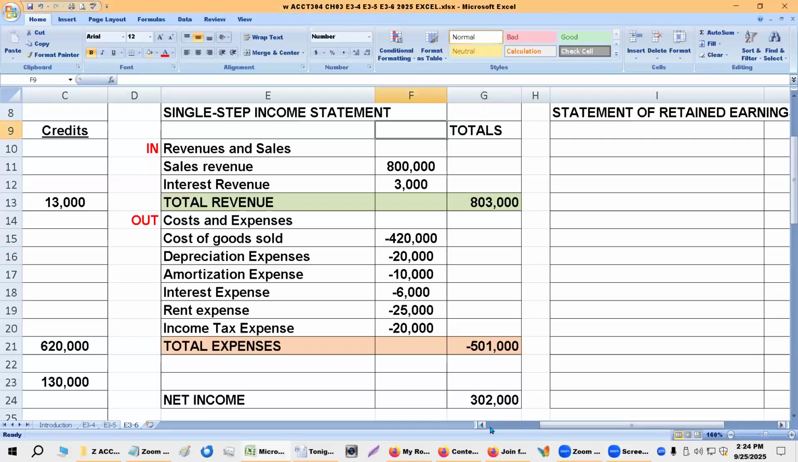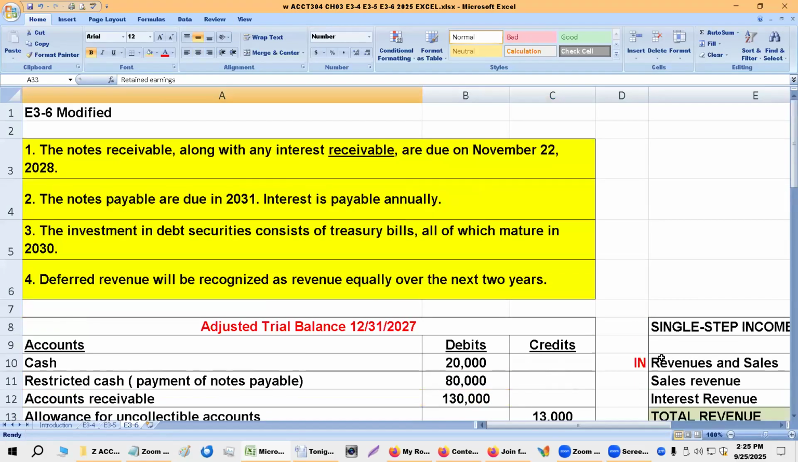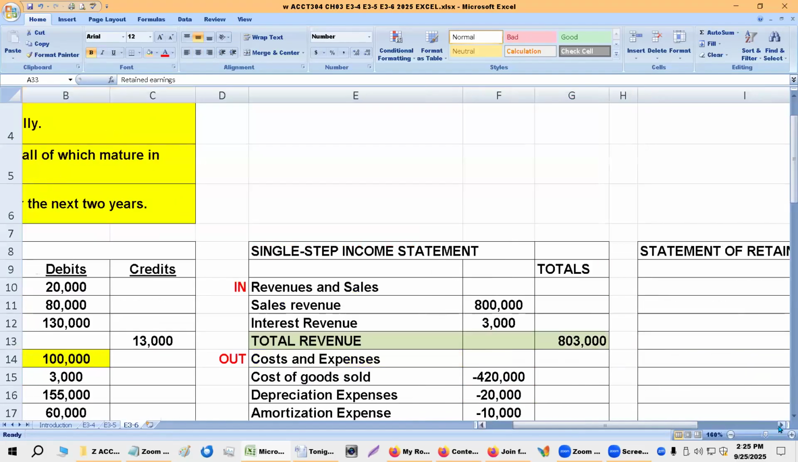Okay. Let's go to the statement of retained earnings. Do we have any retained earnings? We do. Okay, so our retained earnings are 150,000. So we'll start out with our beginning retained earnings of 100,000.